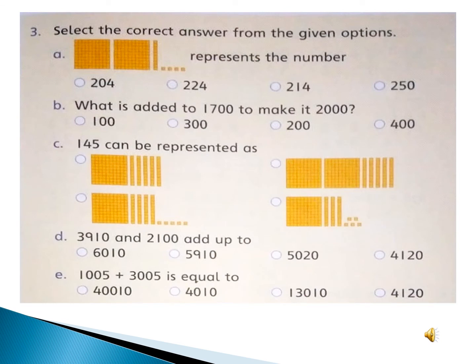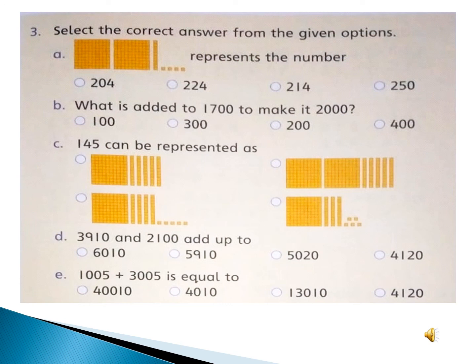Page number 41, question number 3. Select the correct answer from the given options. Here are the questions. Before doing this part, we will recall place value blocks. So this is unit block, this is a bar of tens, and it is a square of 100. These things show the position or place value.